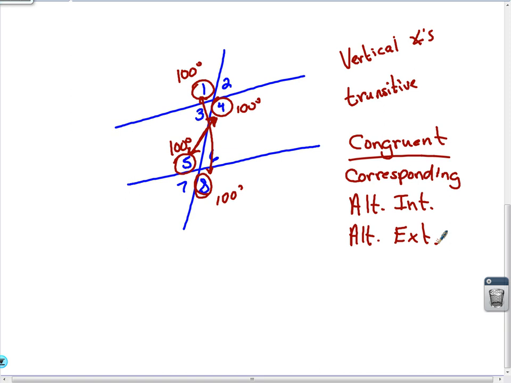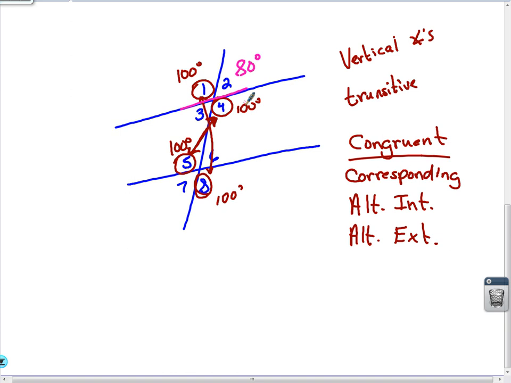Which ones do we not have on our list? Same side interior, same side exterior. Let's see what's true about those. Hunter. Angles 1 and angle 2. Angle 1 is, let's say, 100 degrees. How big is angle 2 then, Hunter? And how do you know? 80 degrees. Does anybody know why? Angle 1 and angle 2 form a straight line, so therefore they are a linear pair, so therefore they are supplementary, which means they add up to 180.